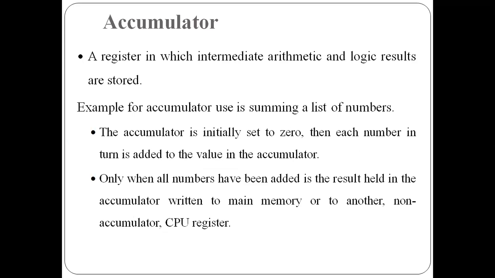Registers are normally measured by the number of bits they can hold, for example, an 8-bit register or a 32-bit register. Accumulator: a register in which intermediate arithmetic and logic results are stored is called an accumulator. An example for this is summing a list of numbers. The accumulator is initially set to 0, then each number is added to the value in the accumulator. Only when all the numbers have been added is the result held in the accumulator returned to the main memory or to another non-accumulator CPU register.